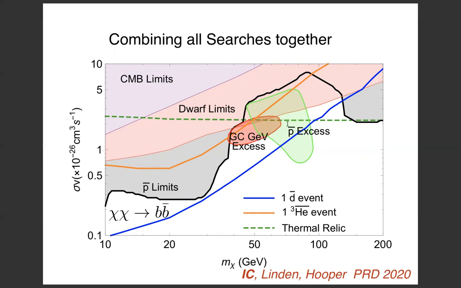Finally, if those two excesses are to be in agreement with each other and to be originating from dark matter, then you should expect to see some anti-helium events and several anti-deuterium events. That can be seen here. I've plotted for what combination of dark matter mass versus cross-section choices would give us one anti-helium-3 event and one anti-deuterium event.